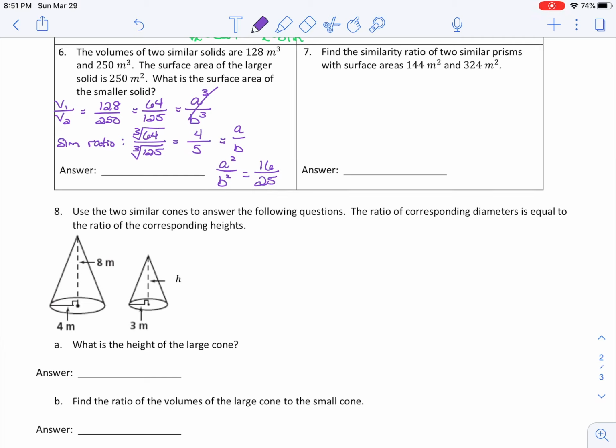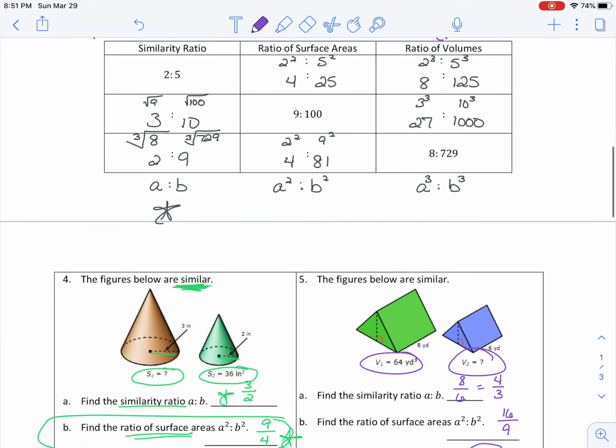This is the ratio of small surface area to large surface area. So this is saying, what's the surface area of the smaller solid? I don't know what was put on top, but the surface area of the larger solid is 250. So the bottom would be 250.